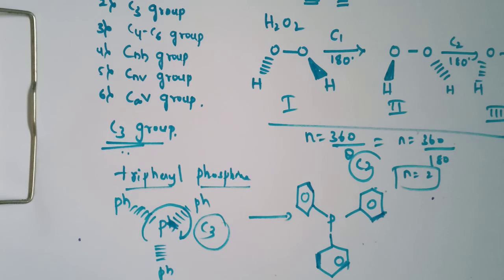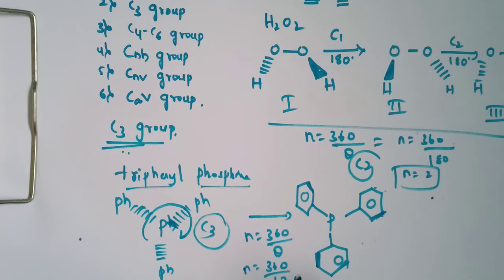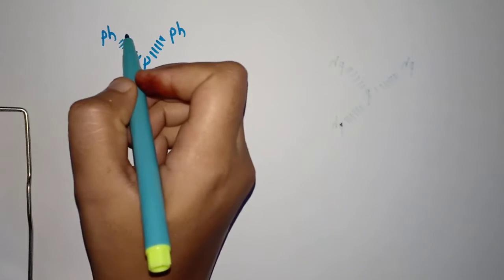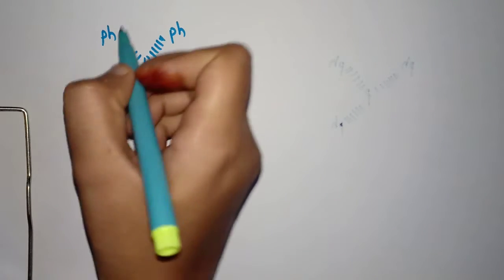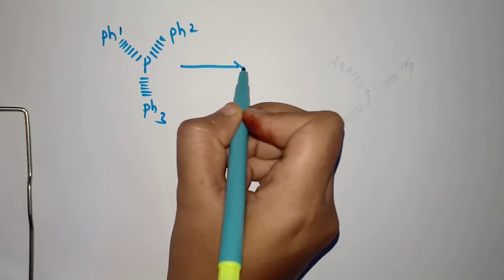It is triphenylphosphine. By doing C3 rotation, we will get the original configuration back. That means N is equal to 360 degrees by theta, that is N is equal to 360 by 120. That we will get N is equal to 3. It is having a C3 axis of symmetry. See here, in this triphenylphosphine, let's name them 1, 2 and 3.